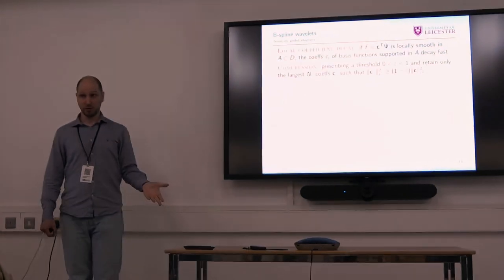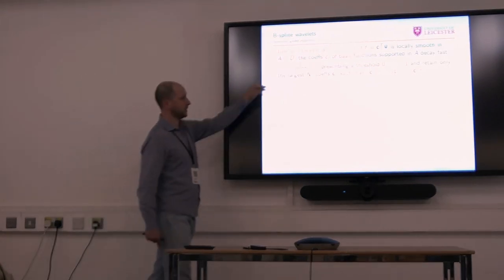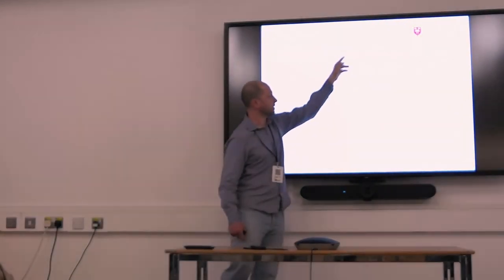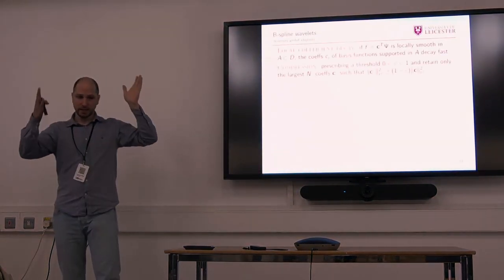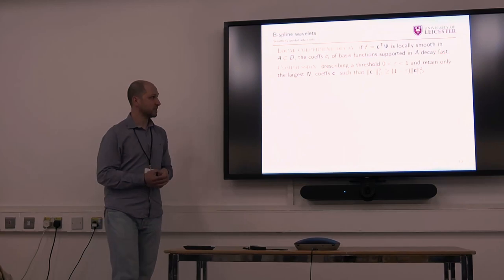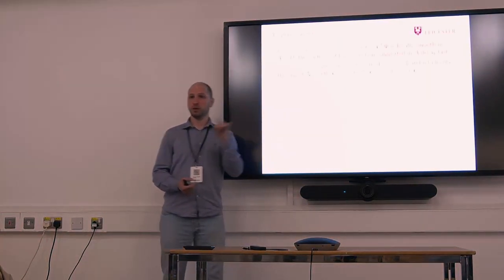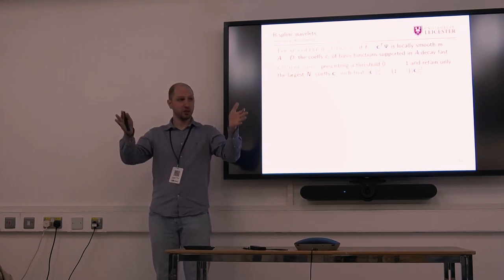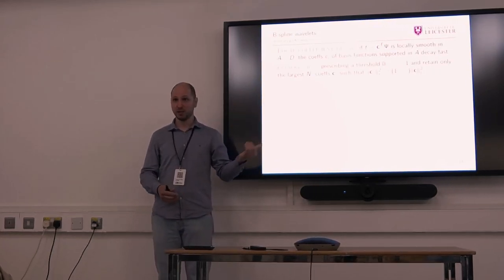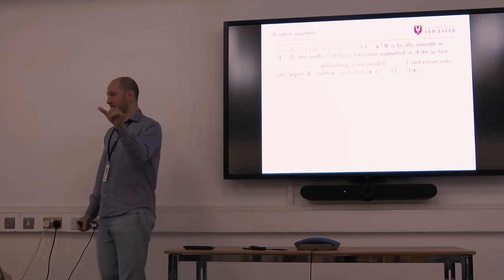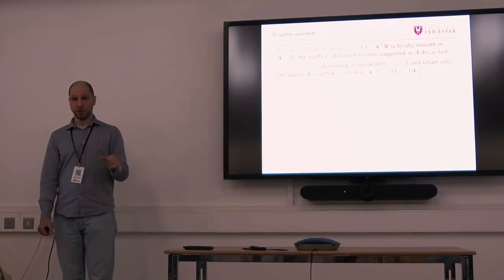So one way to do it is just to decide, okay, once I have this expansion, I'm just going to keep the first so many coefficients in order to preserve the norm of the object that I have constructed. So you have a function, and you can construct an approximation by truncating this expansion so that you retain 90% of the original norm.